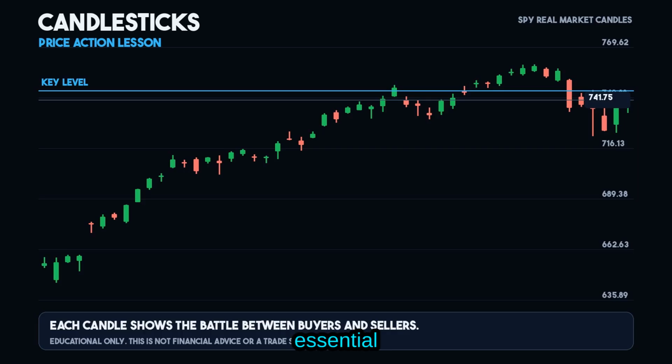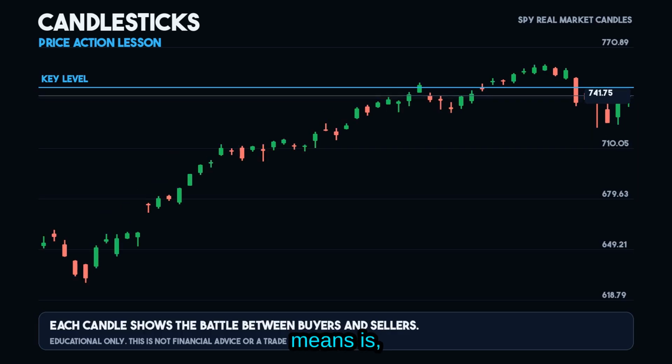However, it's essential to remember that trading involves risk. What this means is, no matter how well you understand the market, there are no guarantees of profits. So, it's crucial to practice trading on a demo or paper trading journal before risking real capital.